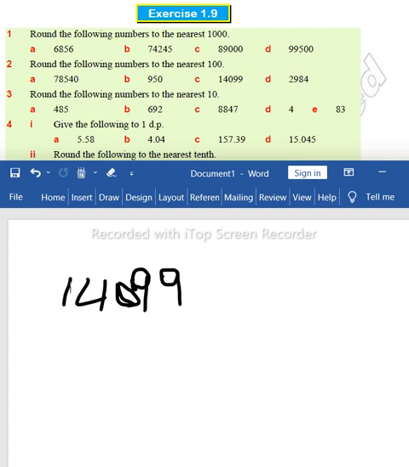As you see, 9 is in the place of 100, and 9 is greater than 5. So we give the nearest number 1 and make all the other numbers on the right 0. So we have to write this number like this, this is 0. Now we make it 1 because 9 is greater than 5. So the others will be 0. So this is the answer of question letter C.